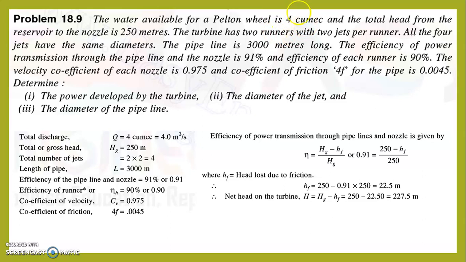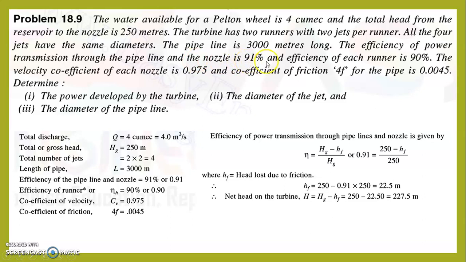Okay. Total 4 cubic meter will be divided among 4 jets, so for 1 jet we will get 1 meter cube per second. And all 4 jets have the same diameter. The pipeline is 3000 meter long. This will be used for calculating the head loss due to friction. Okay, the efficiency of power transmission through the pipeline is 91%.